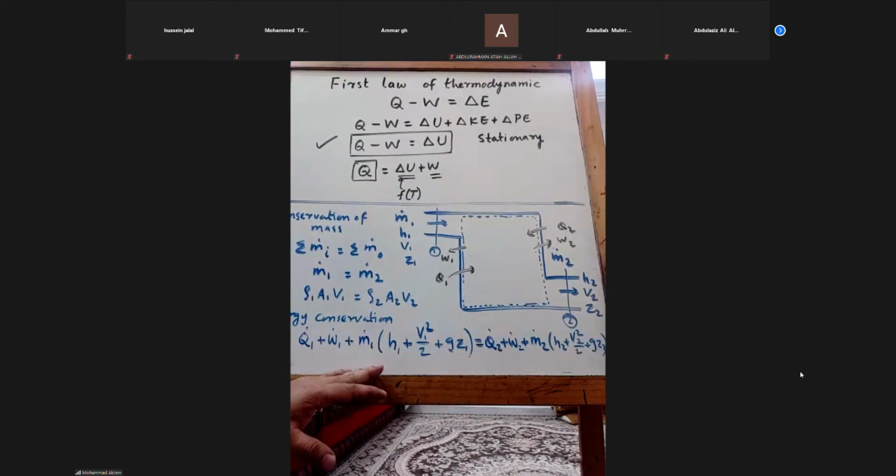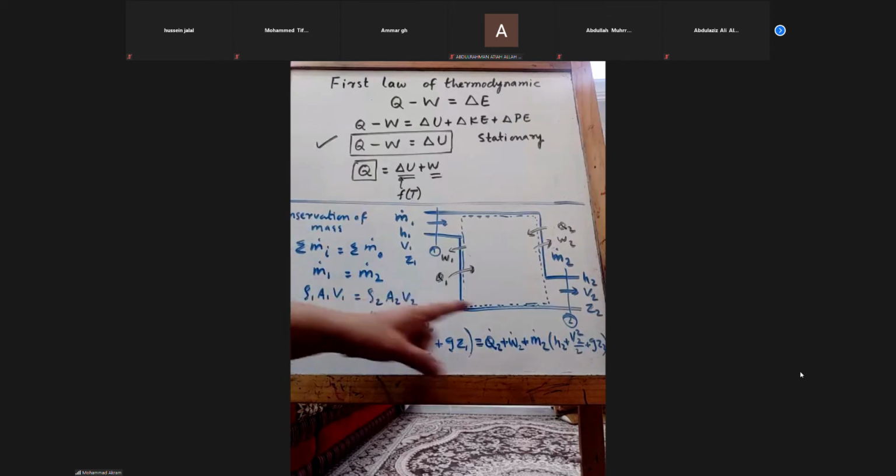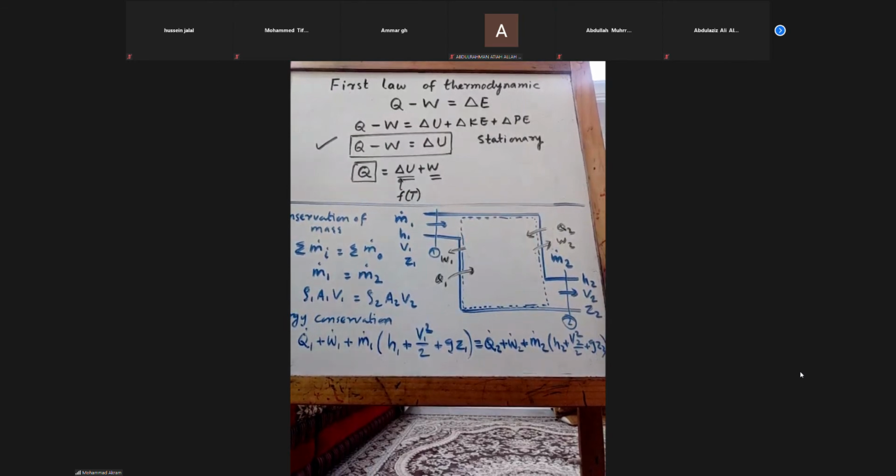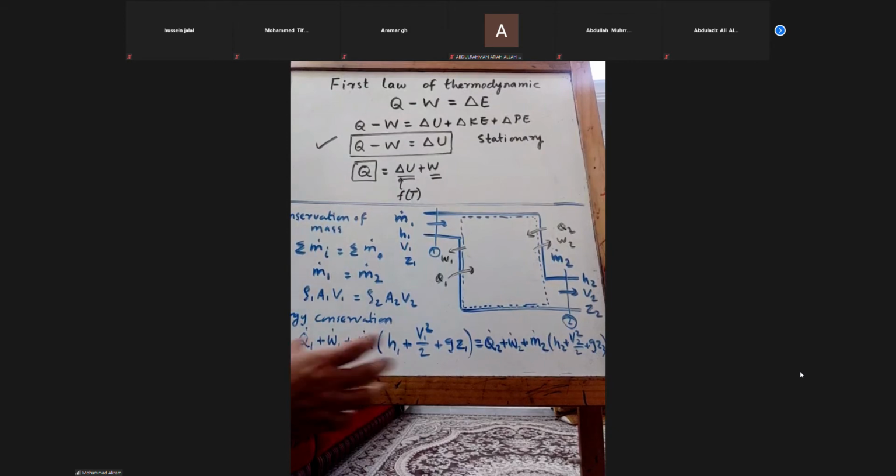Now, depending upon the system, for example, if you have a blower, a fan, a compressor, or just a pipe flow, you will write what you want from the system or what work the system is doing, and based on that you will cancel. There may be no W1, W2, there may be no Q1, Q2, depending upon your question. Okay, now it's clear. Thank you. So this is the general equation.